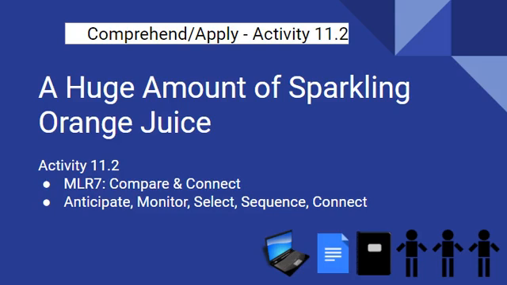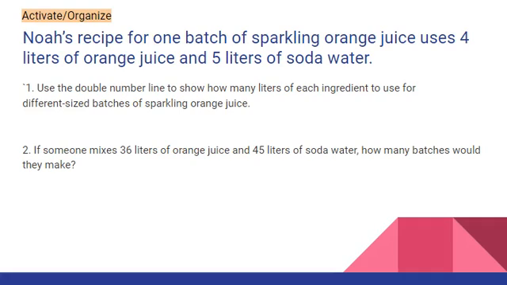Let's talk about some sparkling orange juice. So Noah's recipe for one batch of sparkling orange juice uses 4 liters of orange juice and 5 liters of soda water. So go ahead and jot down a double line graph to show some different sizes with that.